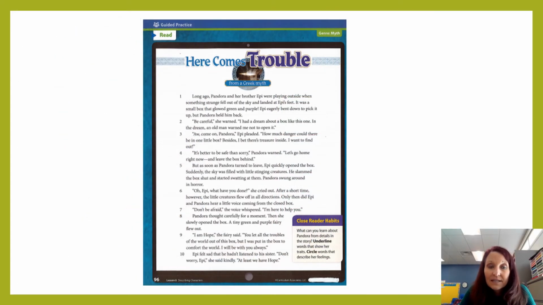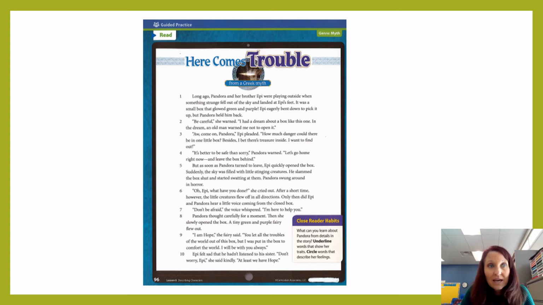Your assignment for today is going to be to read the story Here Comes Trouble on page 96 of your Ready Common Core reading book, or if you're a hybrid student, you have a copy of this in your yellow folder. So remember, you're going to do a close read on this story. You're going to read it once just to figure out what the story is about. Then you're going to read it again to look for information about the type of character, or to give examples of how you would describe the characters in this story. So you can take a look at the questions on page 97 to see what you're going to be looking for as you read it the second time.